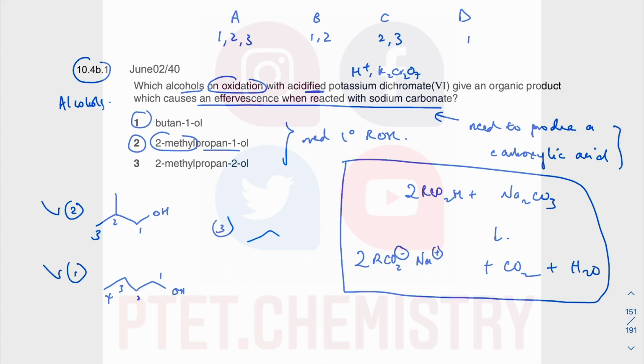Number 3 is propan-2-ol, 1, 2, 3. So that is propan-2-ol, so 3 carbon, OH at position 2, and then 2-methyl. So this is actually a tertiary alcohol, because the carbon with the OH is bonded to 1, 2 and 3 other carbons. This cannot be oxidized at all because there's no hydrogen on this carbon with the OH to be lost. If you can't lose the hydrogen on the carbon with the OH, you can't oxidize it at all. So tertiary alcohols are not oxidized at all. Therefore, it won't even give you the carboxylic acid. 1 and 2 are correct. That's option B.